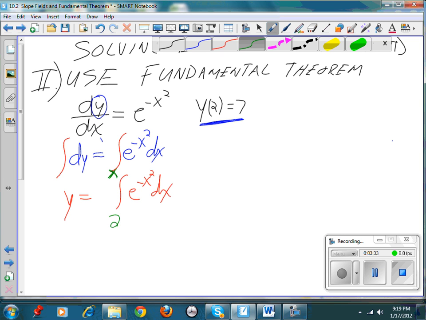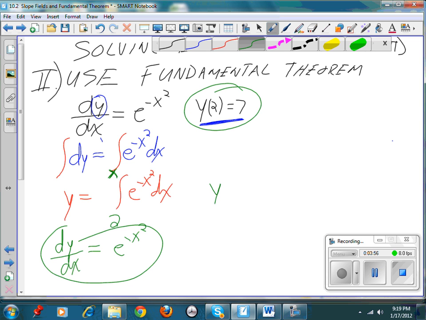Now let's test it. Does it work? What is dy dx? Well, dy dx is just equal to, remember the fundamental theorem? That's just going to be equal to e to the minus x squared. Okay, this checks. What about this? How do I make that? Well, what is y at 2? Remember, this is kind of saying y at x is equal to the integral from 2 to x of e to the minus x squared dx, all right?